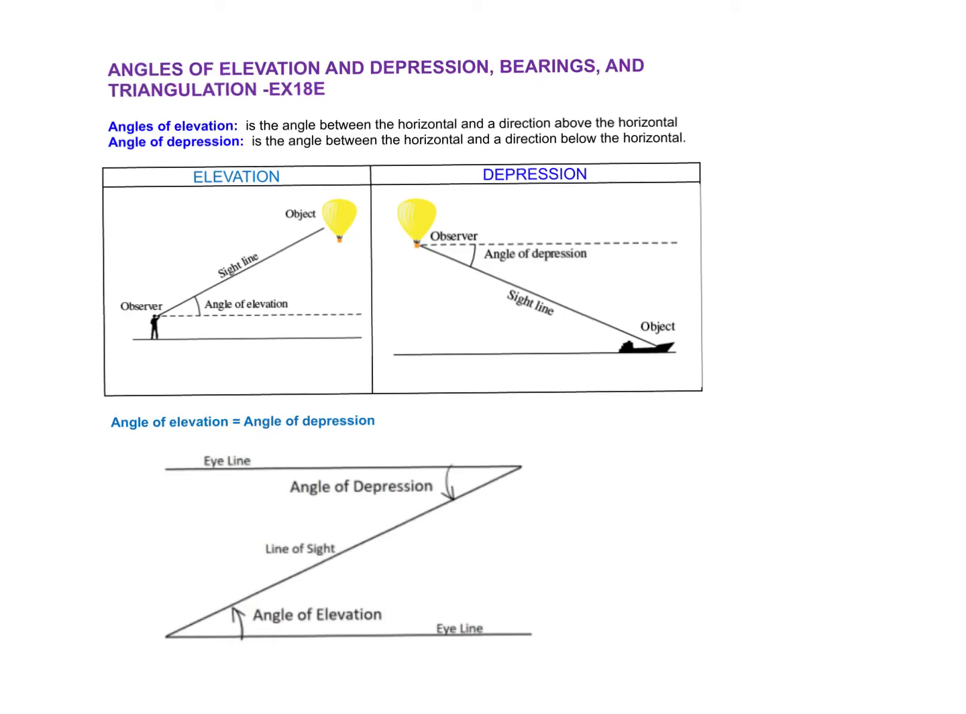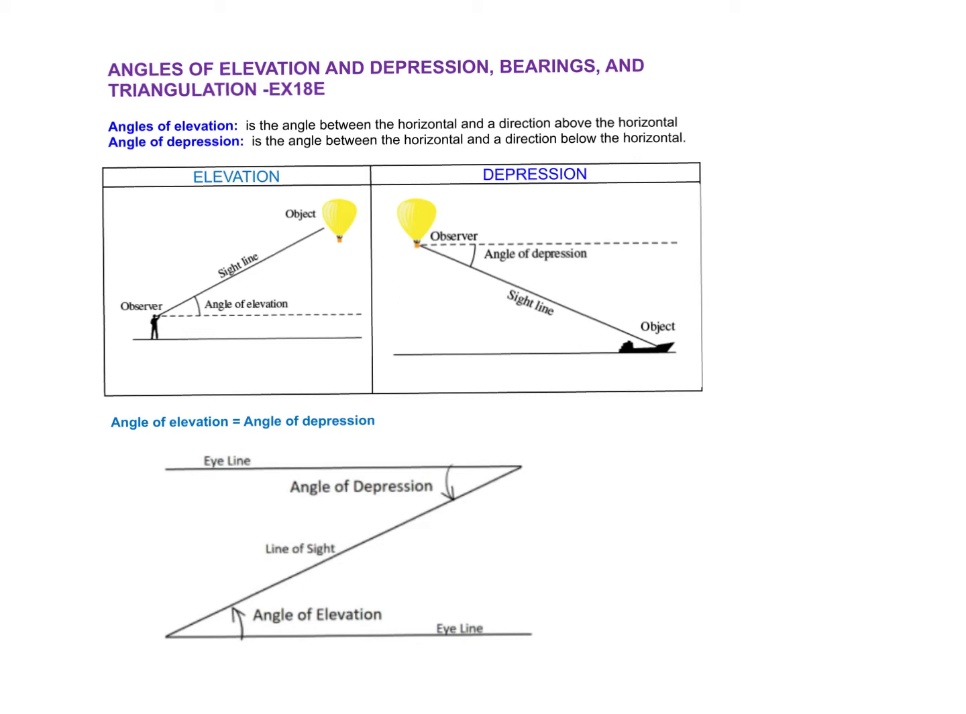All right, so we are looking at angles of elevation and depression, and what we're doing now is we're going to be setting up triangles, but we're going to be using scenarios. When you talk about elevation and depression, it's setting up the scenario and giving us information about the scenario so that we can calculate or find the triangle.